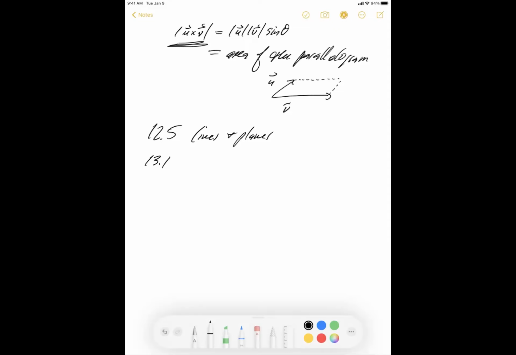So then 13.1, that's parametrized curves. It sort of takes the two-dimensional parametric curves that we were looking at and bumps it up a dimension. And so it sort of unifies the concepts, right? So now we can talk about parametrized curves in both R2 and in R3.